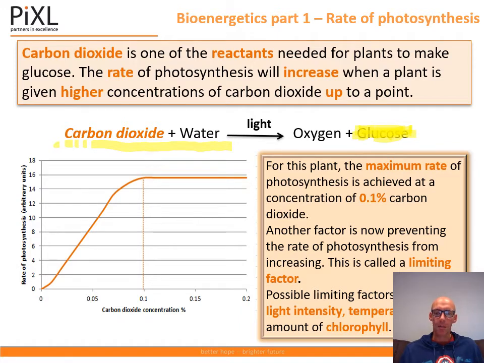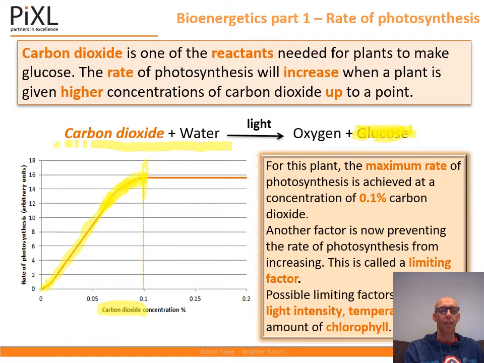So how do we get that maximum rate? Well, first thing is we can increase the amount of carbon dioxide. And if you increase the amount of carbon dioxide, the rate of photosynthesis, as long as light's available, gets higher and higher and higher. But then it's reached its maximum rate. Something else is limiting it.